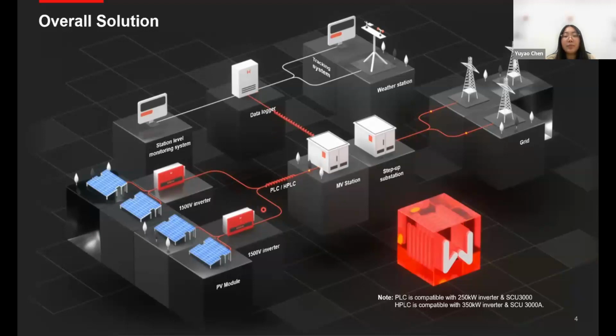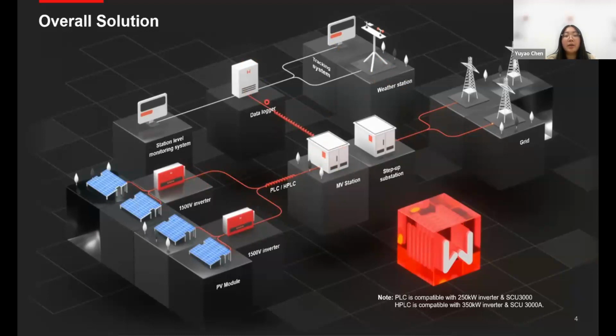And then the data logger also collects information of third-party devices. For example, here, the weather station, or the tracking system, or the whole MV station information, the breakers' open and close status, and other alarms and controls are also done by the communication box.